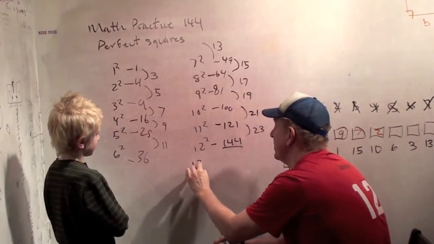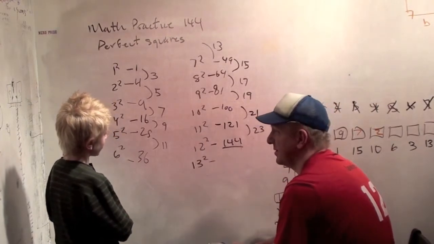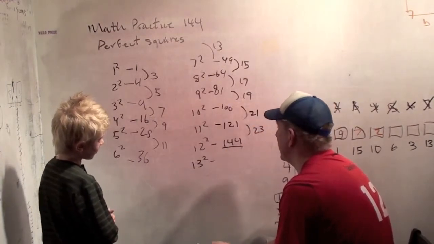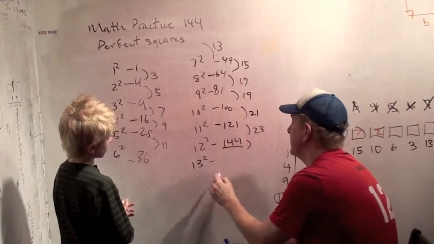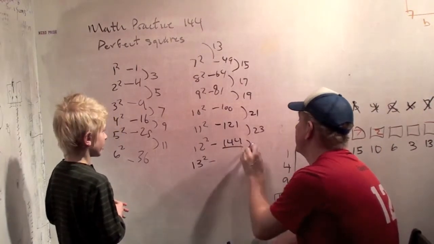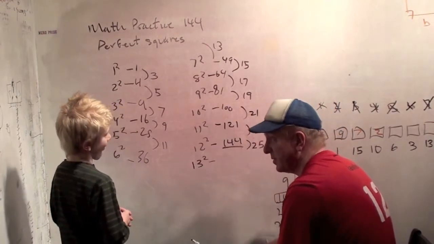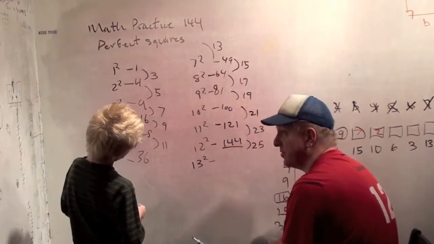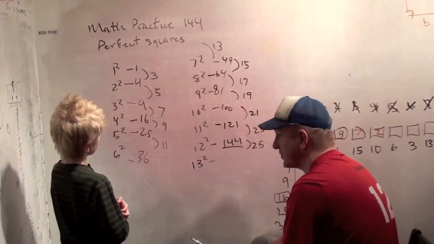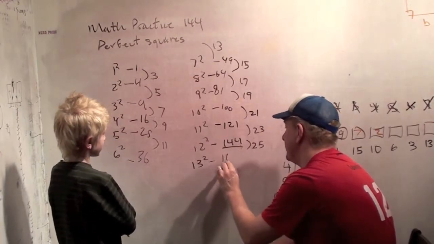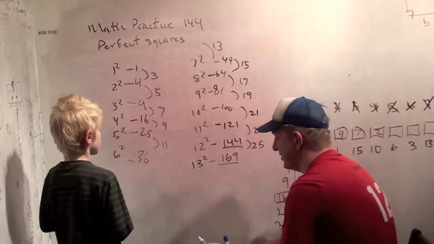Okay, do you know what 13 squared is? Aha, finally I got the one you didn't know. Now, what do you have to add to 144 to get to 13 squared? 25. This is how this pattern helps you, so we don't have to do the actual multiplication. You can do 144 plus 25, which is 169. And that turns out to be right.